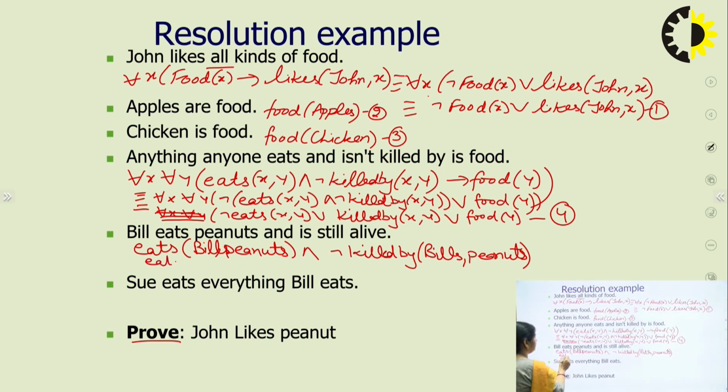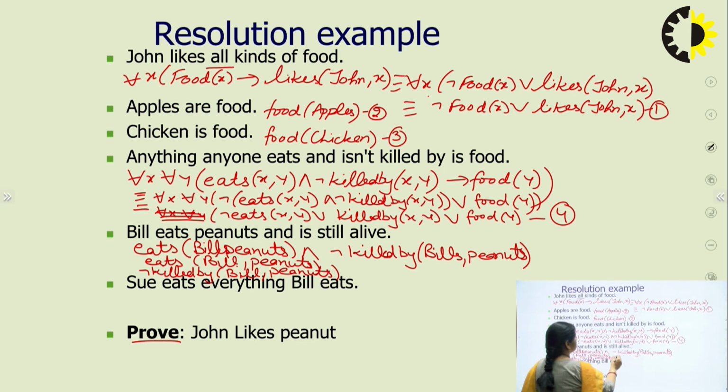So let me take these separately. First one is eats(Bill, peanut), and second one is not killed by(Bill, peanuts). Let me call these 5 and 6. 5 is Bill eats peanut and 6 is Bill is not killed by eating peanuts.